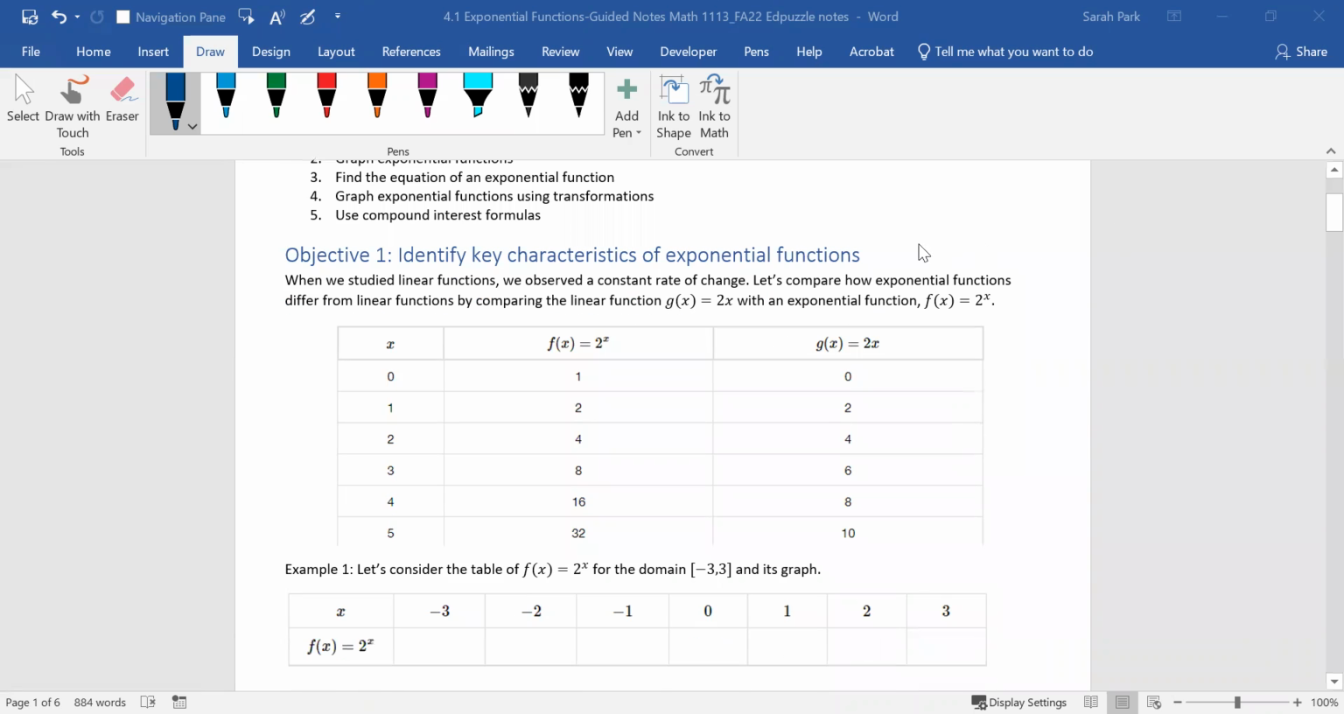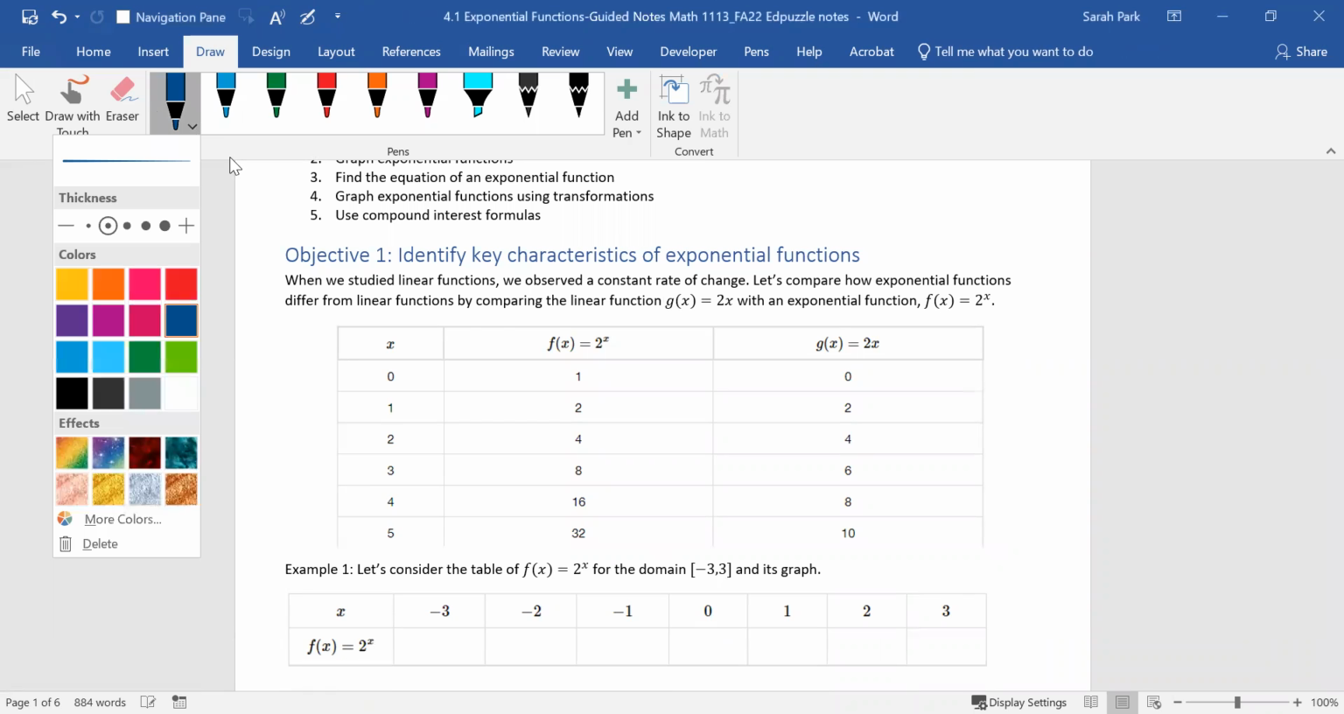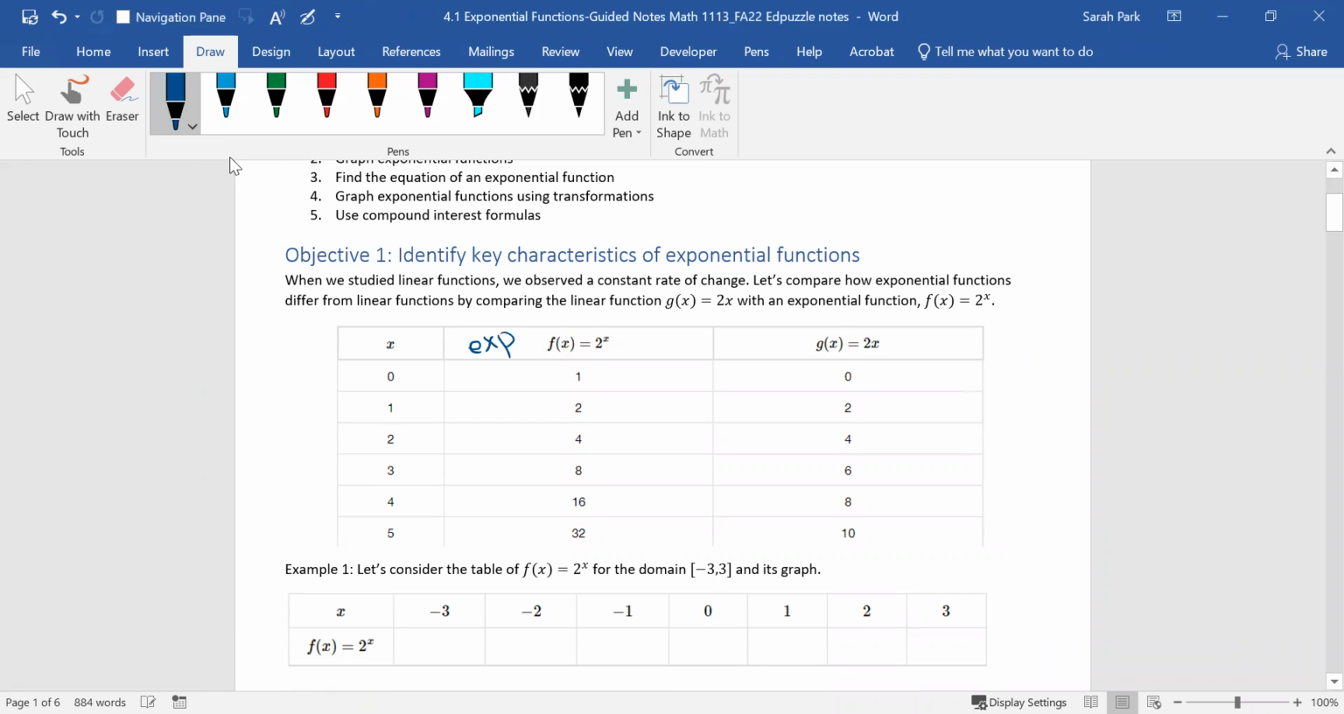So if we compare this exponential function, f of x equals 2 to the x, and this linear function, g of x equals 2x. This linear function, if you look at how it changes for the x values 0, 1, 2, 3, 4, 5, from 0 to 2 and 2 to 4, you can see that it grows at a constant rate. And it looks like the change is 2 every unit.